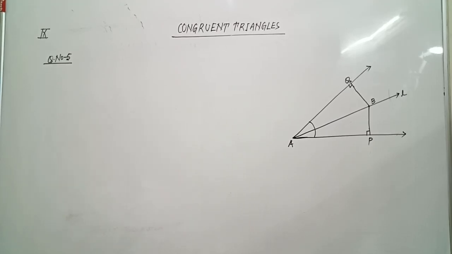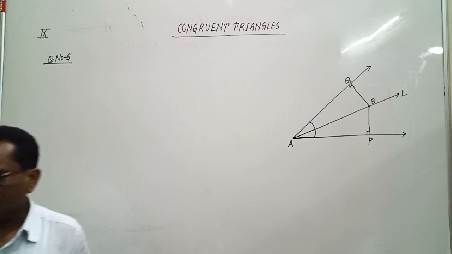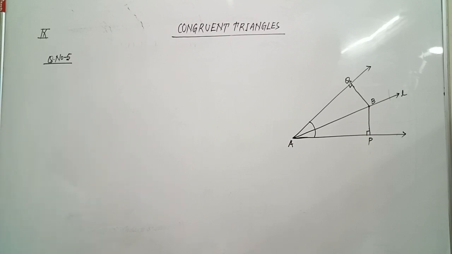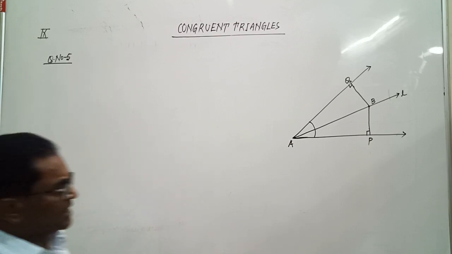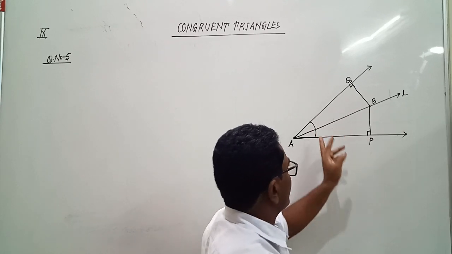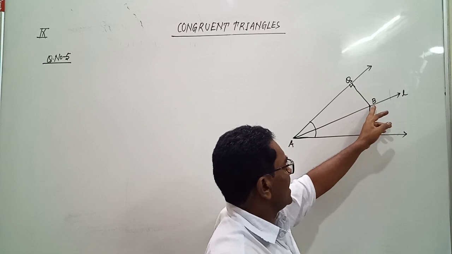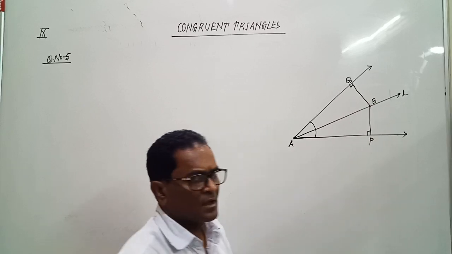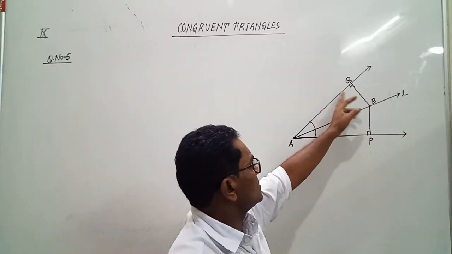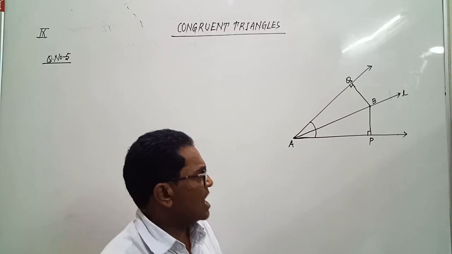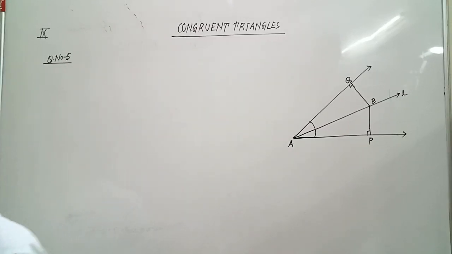Continue the chapter congruent triangles. There is question number 5. Line L is the bisector of angle A, and on line L there is a point B, and BP and BQ are perpendiculars on the arms of angle A. Then we have to show that triangle APB is congruent to triangle AQB.